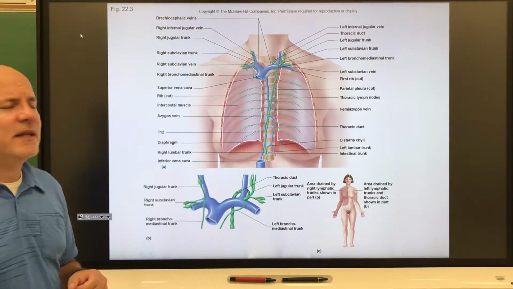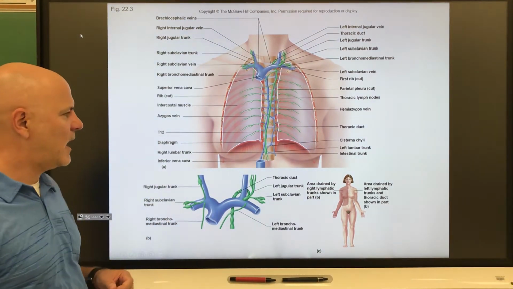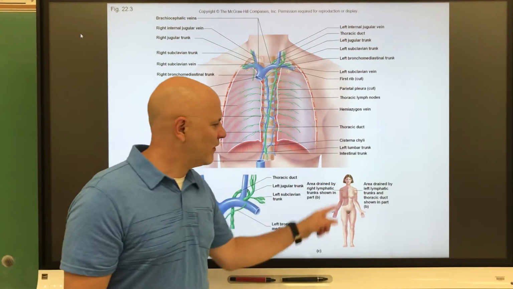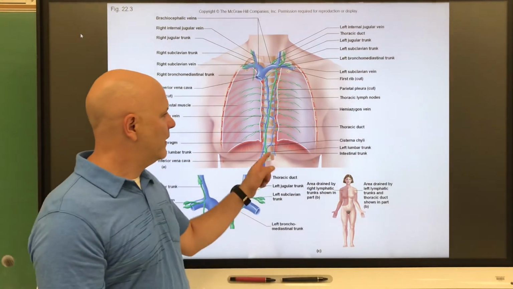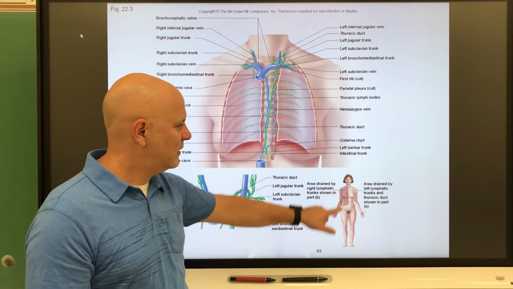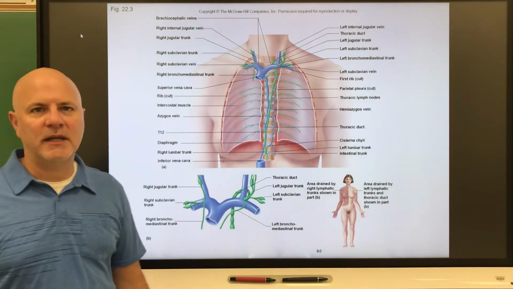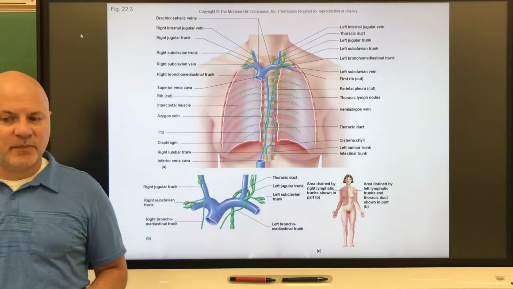As I said, that lymph drains into the venous circulation. As you can see in this picture, the thoracic duct actually drains most of our body. So this is not symmetrical at all.